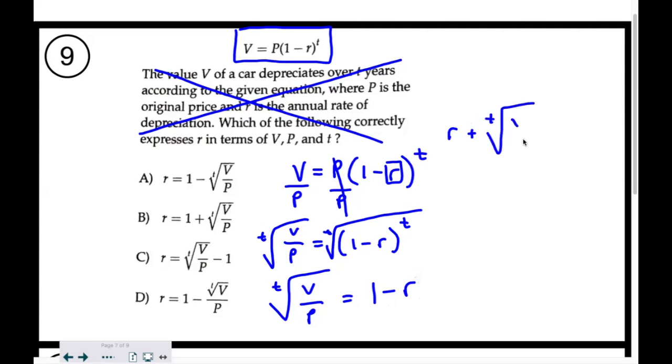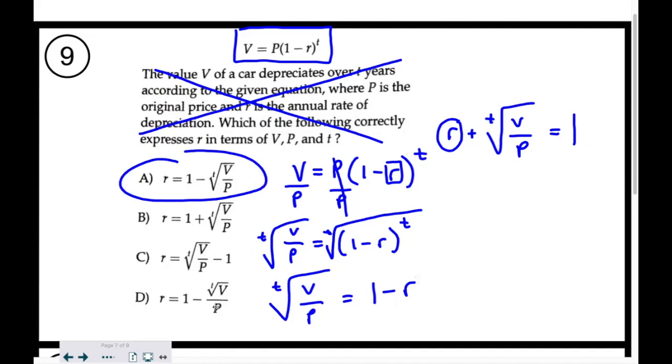I just see, when doing it the other way, I see more mistakes. And then this is where I would stop. So to get r by itself, I want this root of v over p to go to the other side. So I should start with a 1 and I should be subtracting it. And that is answer choice A.